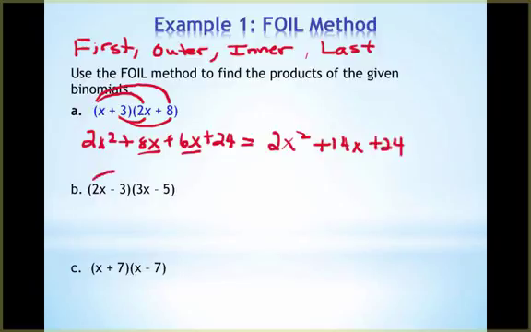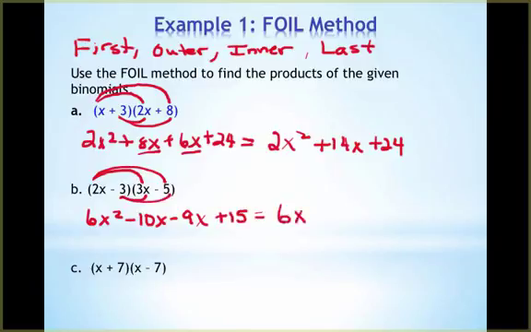On our next example, if we do FOIL, first would give me 6x squared. Outer would give me minus 10x. Inner would give me minus 9x. And last would give me plus 15. Now, combining like terms, we get 6x squared minus 19x plus 15.